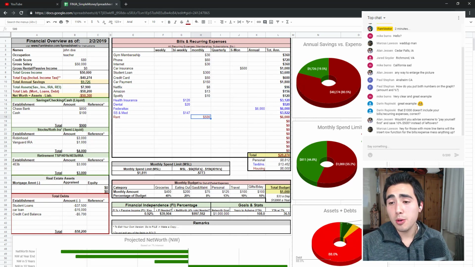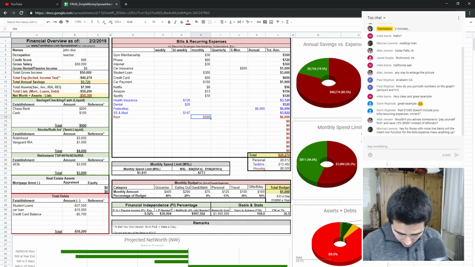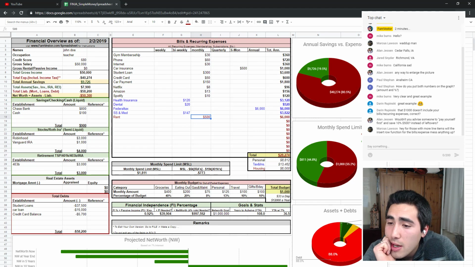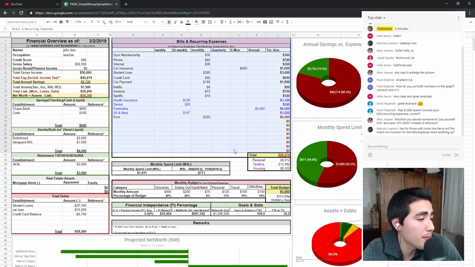I guess I will go to questions and answers unless I think of what it was that I want to talk about. Okay, let's see. What do we got? That $1,000 doesn't include your bills, recurring expenses, correct? Yes, correct. That's why $1,000. Yes, the recurring expenses were all right up in here.